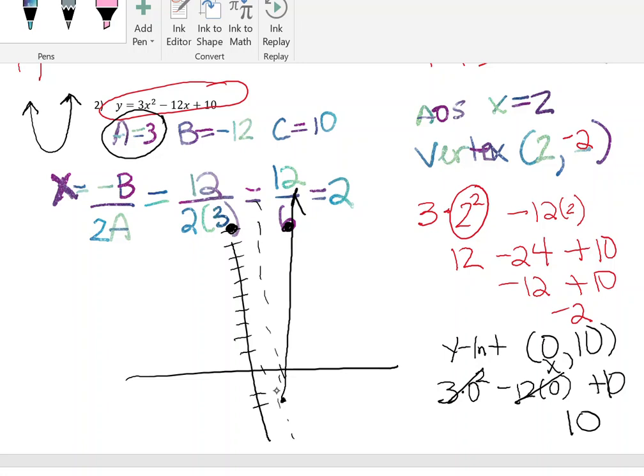So now we have sketched our parabola. Notice that because the a value is bigger than 1, this parabola is narrower than the traditional parent function of x squared. So that's how to find the vertex, the axis of symmetry, the y-intercept, and sketch a graph of the parabola. We can estimate that our x-intercepts are around 1 and somewhere in between 2, maybe 3. 1 and 3 if we're just doing an estimate there.